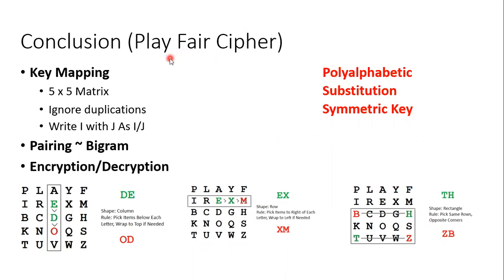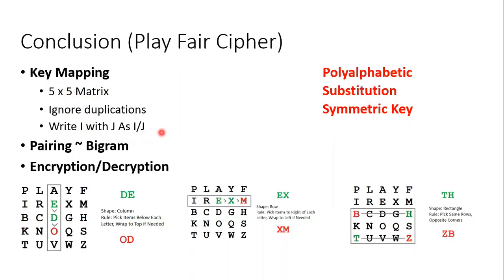So for encryption and decryption, initially we have to create a key, and key mapping is the first step of PlayFair. For key mapping, we have to create a 5 by 5 matrix, and in this key matrix we have to write all the characters in the key. During the mapping, we have to ignore the duplications. And the last rule for the key mapping is that we have to write I and J together in the key matrix.